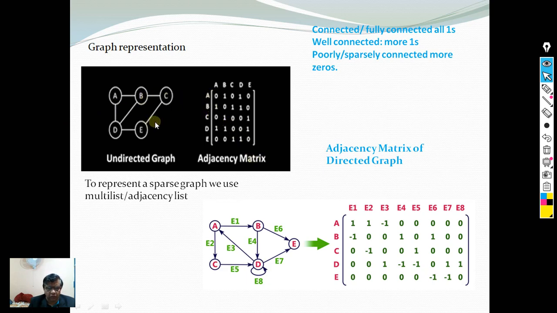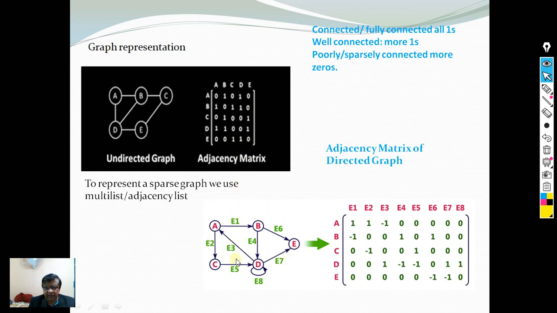So whether to have a loop in a graph or not depends upon the problem that you are framing into a graph. A to B is connected. If all entries in this adjacency matrix happen to be 1, then it is a completely connected graph, a fully connected graph. If there are more ones and fewer zeros, it is a well connected graph. And if there are more zeros and fewer ones, connectionality is very low, it is called a sparse graph or poorly connected graph, whenever you have more zeros in an adjacency matrix.